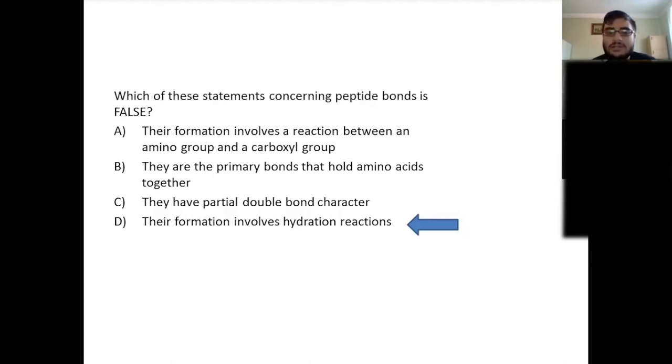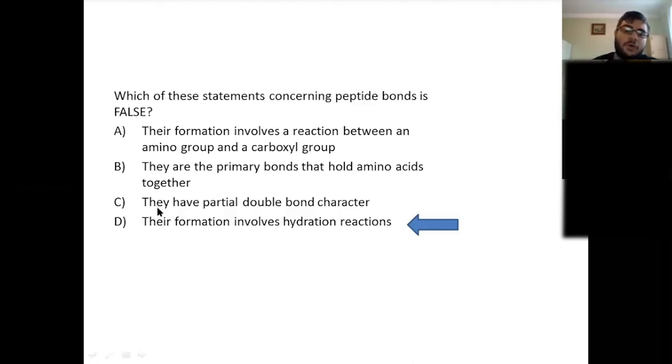They are the primary bonds that hold amino acids together. So as I mentioned, a polypeptide is formed of multiple amino acids, and if you want to think of polypeptides as like a long chain, then peptide bonds are the link that holds the different parts of the chain together. And having more peptide bonds increases the length of the chain between different amino acids. So B would not be the right answer as well.